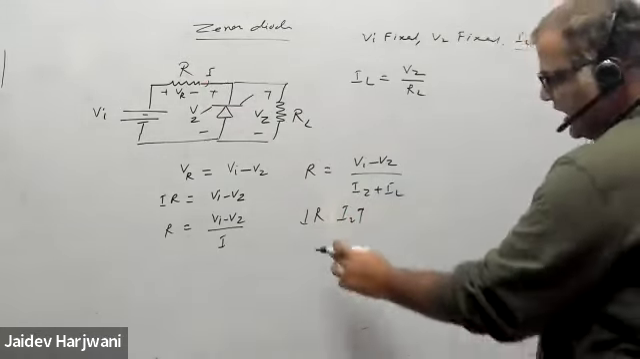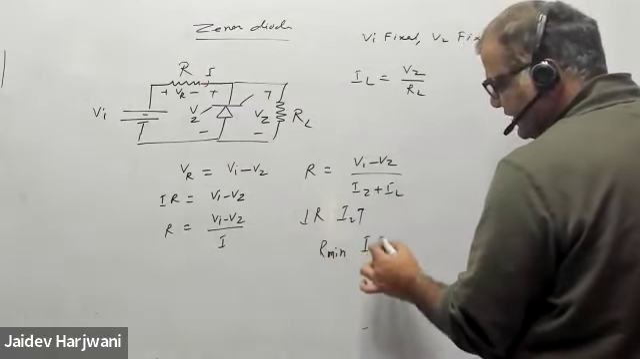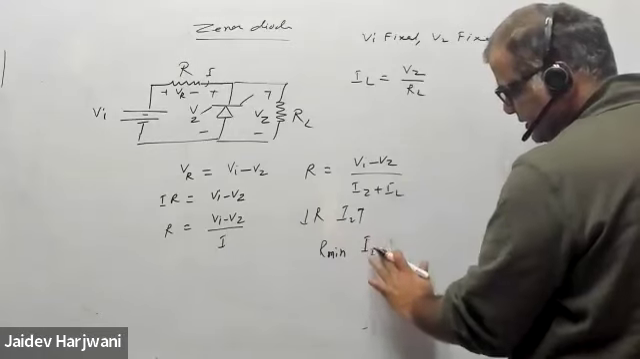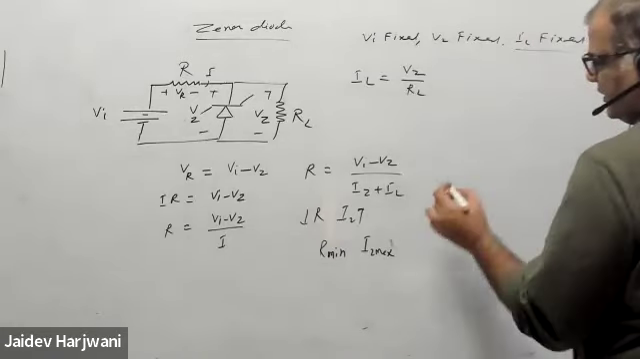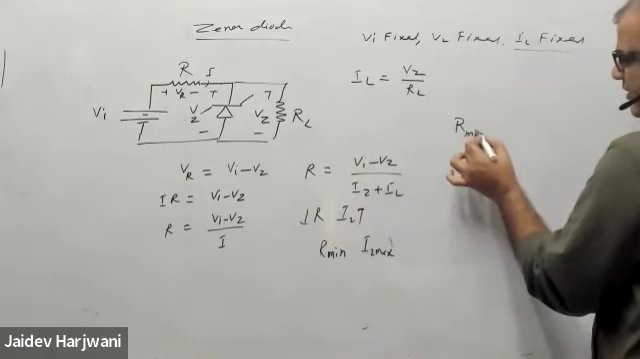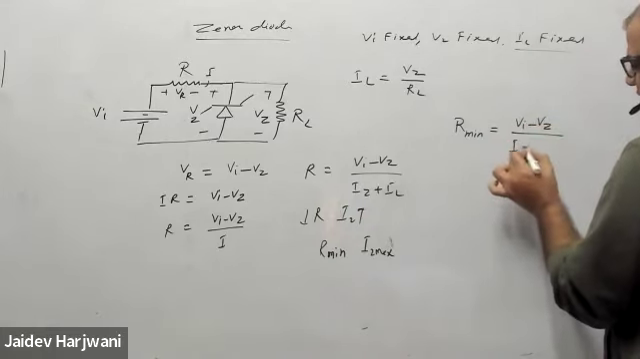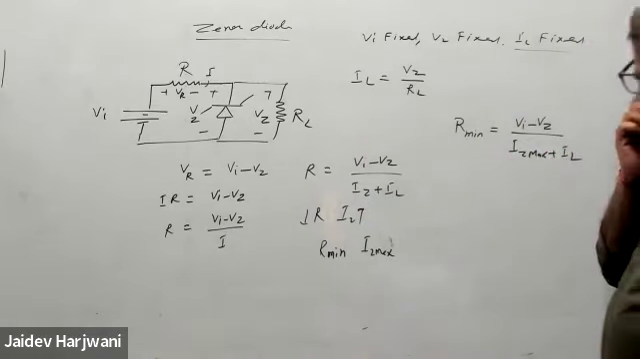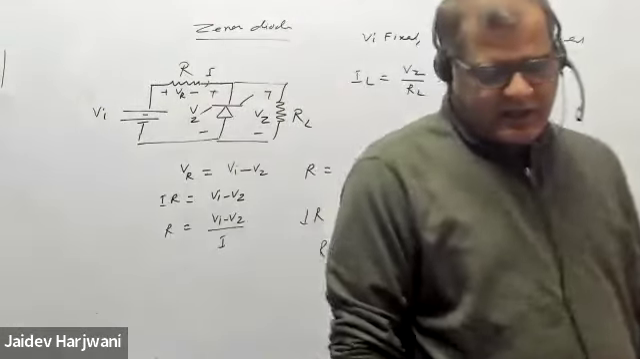So this R has a minimum value, R minimum, for which IZ will become IZ max. So I can write the formula for R minimum: R minimum is equal to VI minus VZ upon IZ max plus IL. This is the formula for your R minimum.